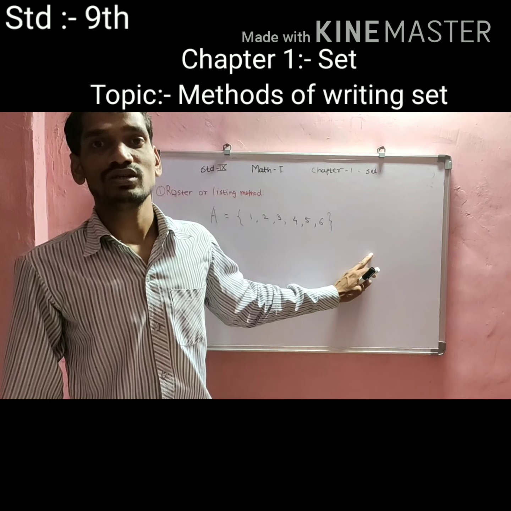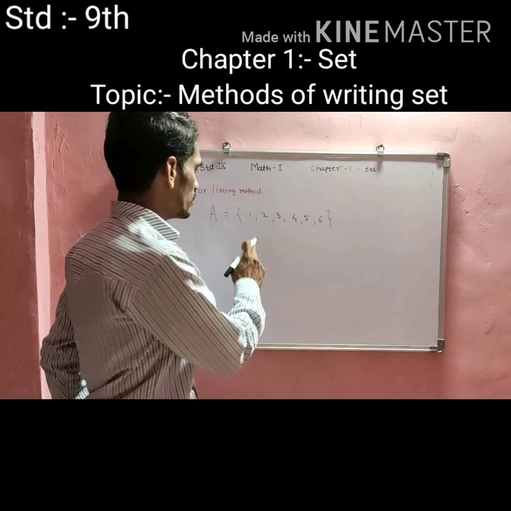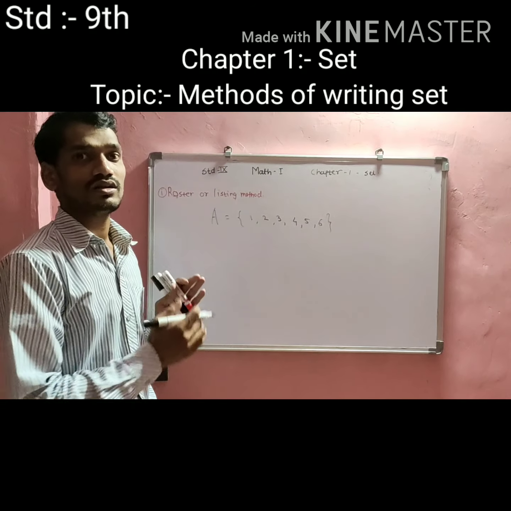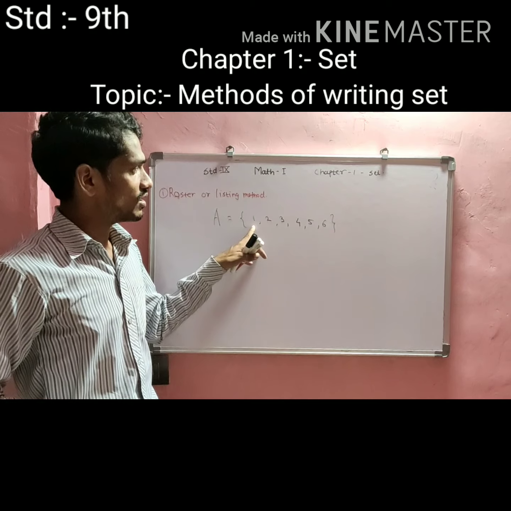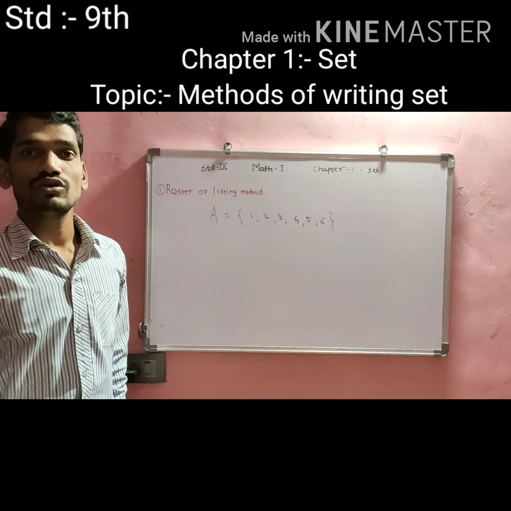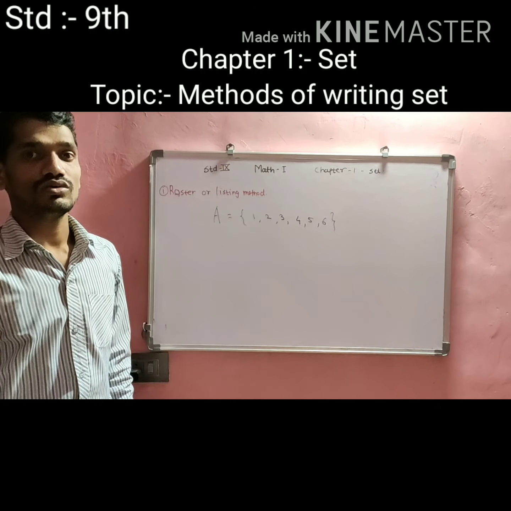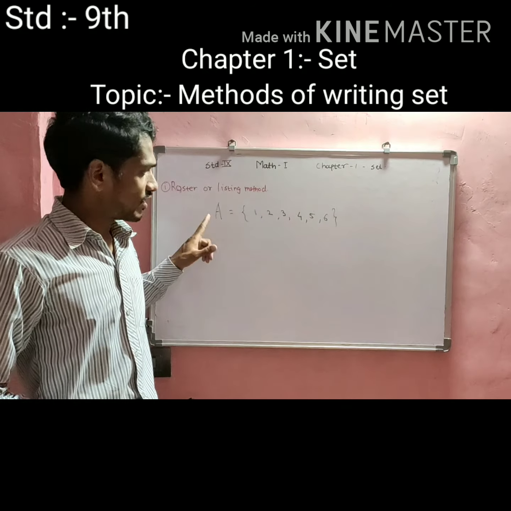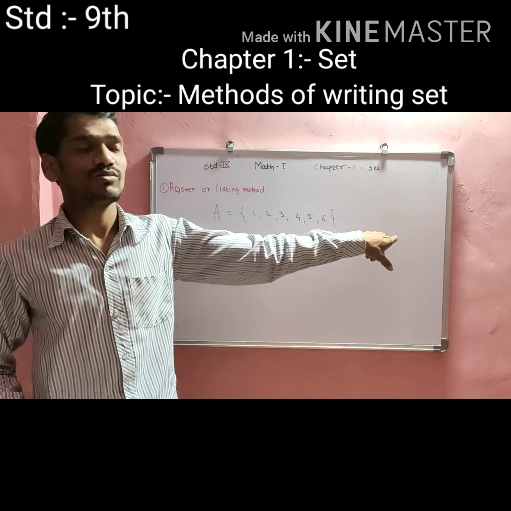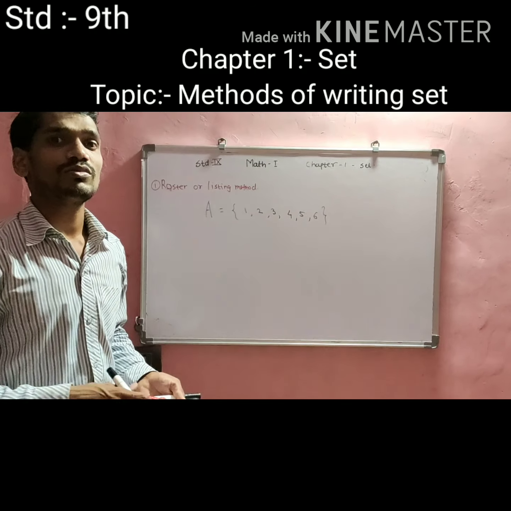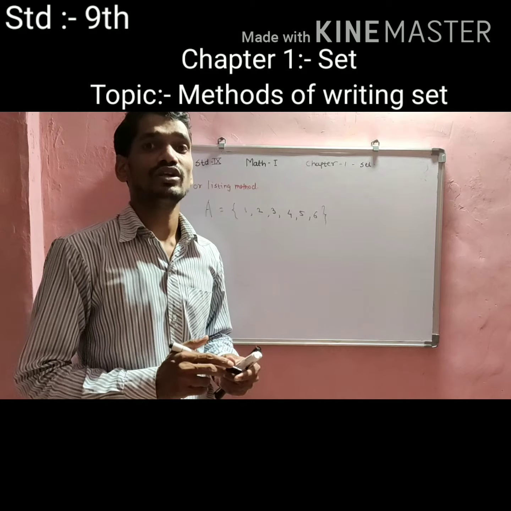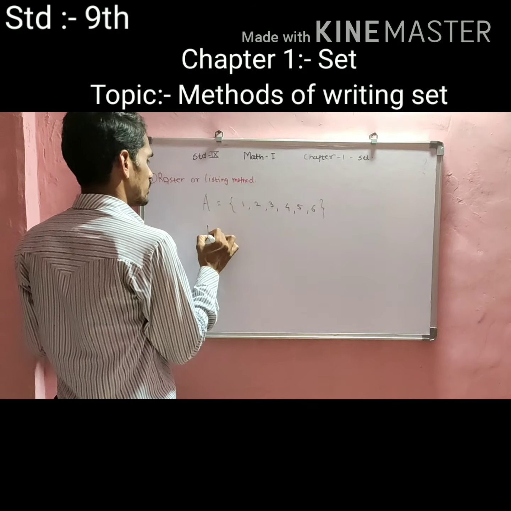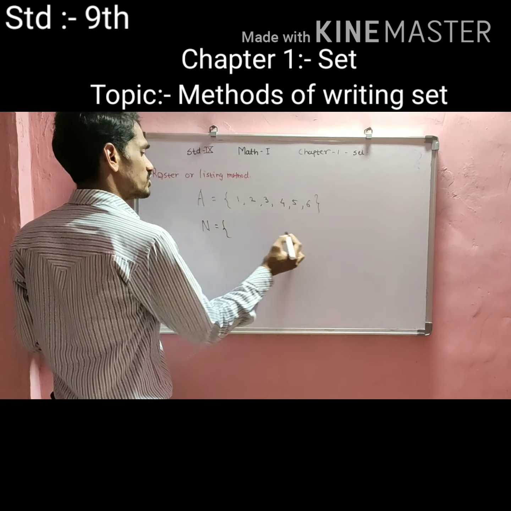Remember students, we are using commas to separate the elements, to present the set. In this fashion we write the listing method or Roster method. For example, if you have a collection of natural numbers, how do we represent it? This set is represented by capital N, the collection of natural numbers.